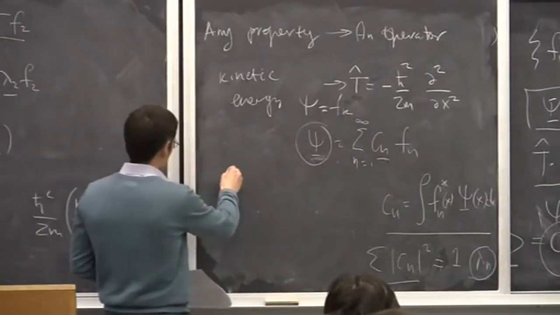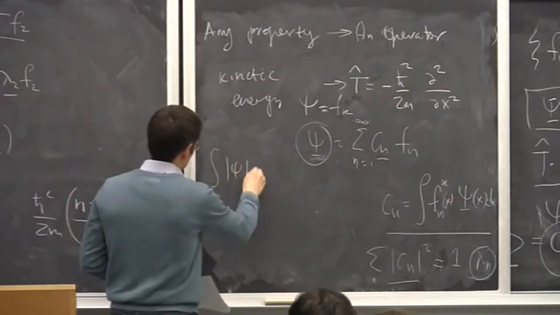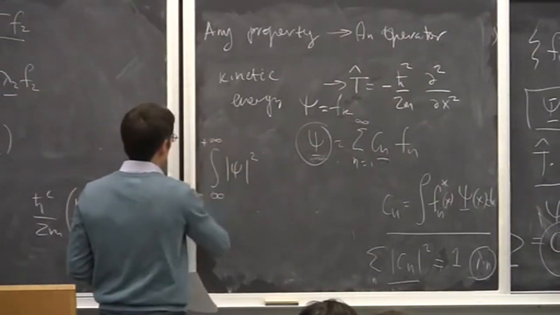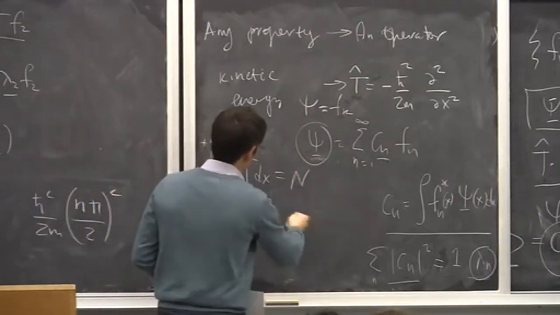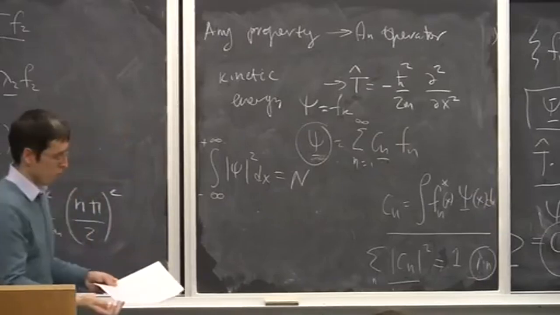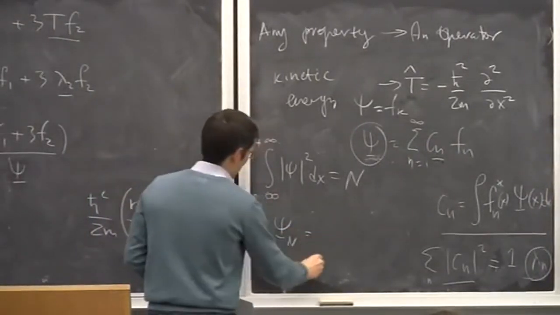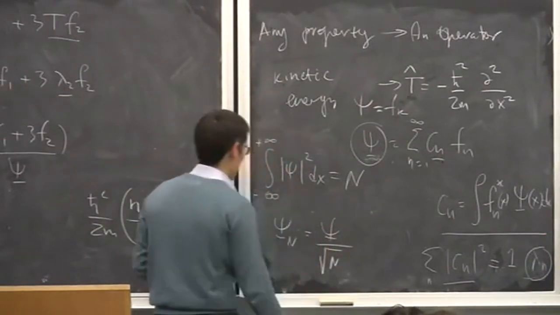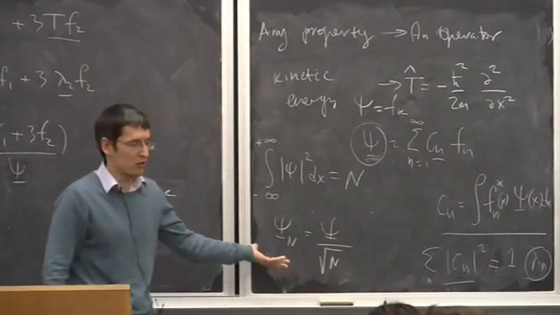To have a normalized function, we again want to consider psi squared integrated from minus infinity to plus infinity dx, and make sure that number is 1. If it's not 1, then we divide the function by the square root of N to normalize. If it's 1, then this division is not necessary, of course.